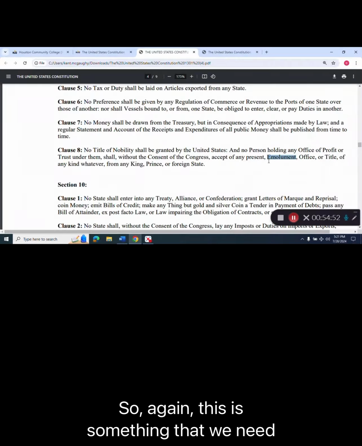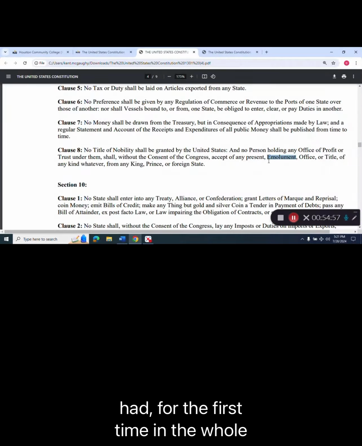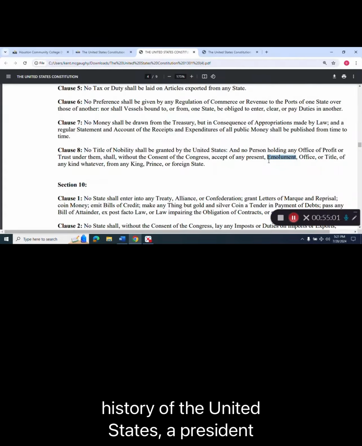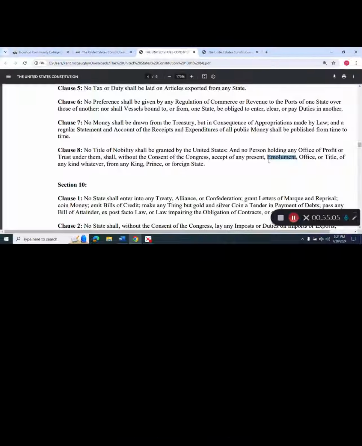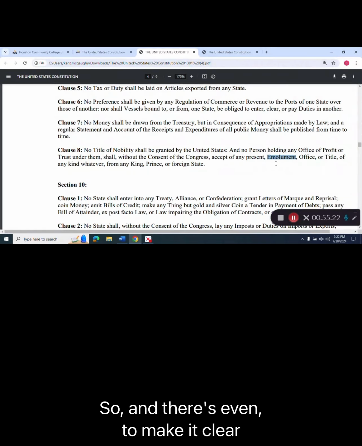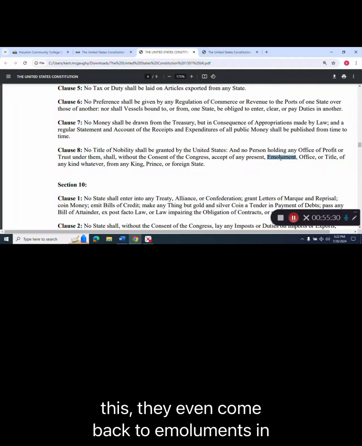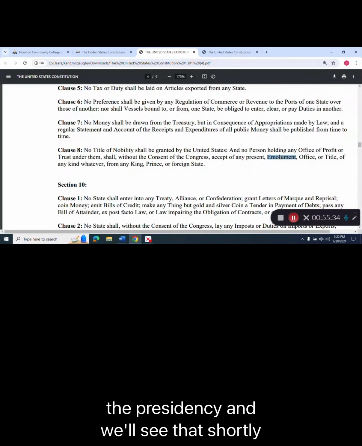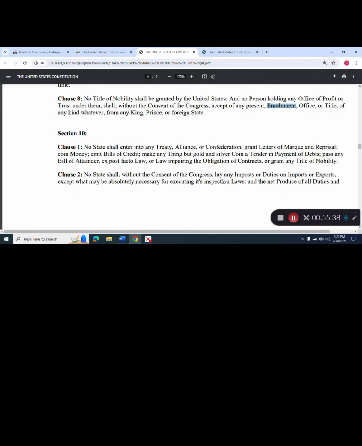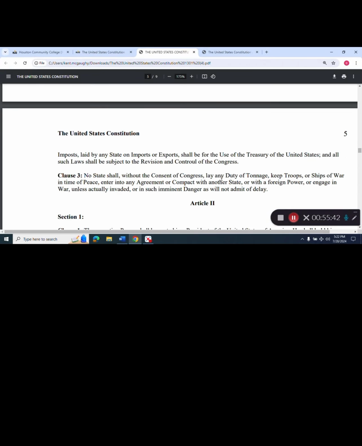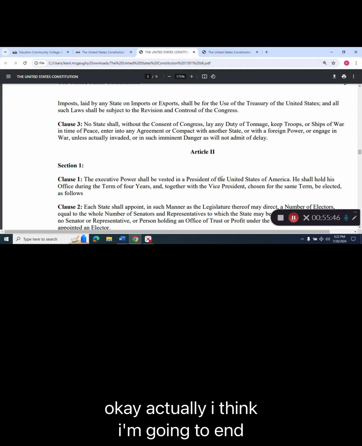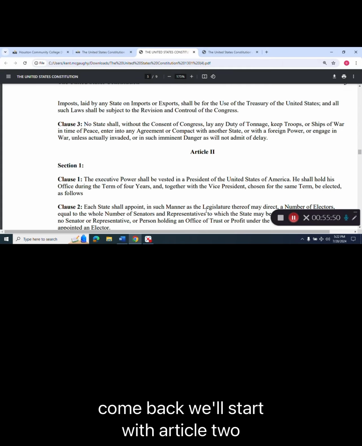So, again, this is something that we need to discuss once again, because we now have, for the first time in the whole history of the United States, a president who was brazen enough to go against it. No one had ever done that before. And to make it clear how seriously the framers took this, they even come back to emoluments in Article 2 when they talk about the presidency, and we'll see that shortly. Okay. Actually, I think I'm going to end this video at this point, and when we come back, we'll start with Article 2.